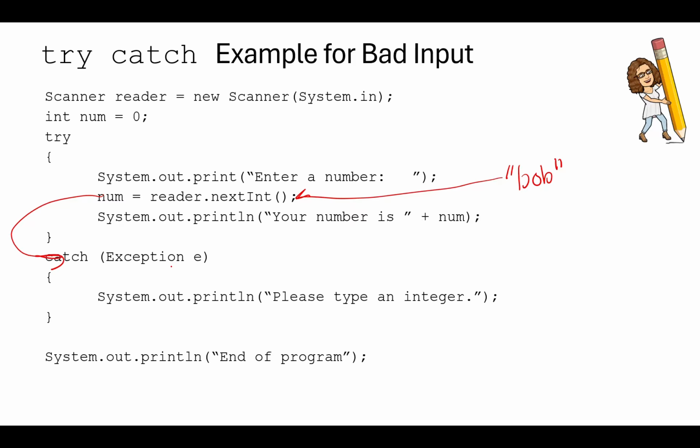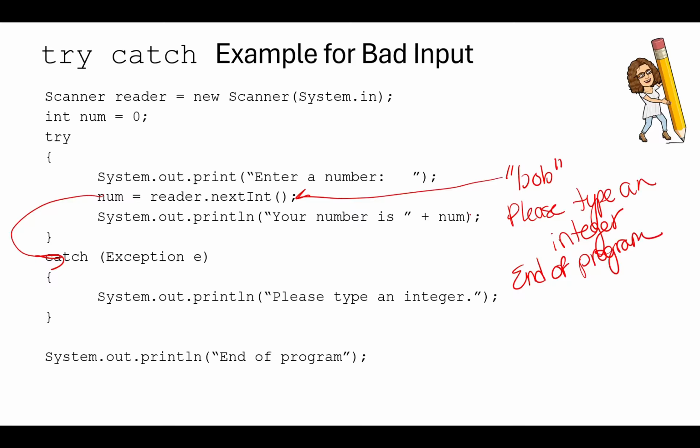It's going to catch that exception, and we're going to print, please type an integer. And then what's going to happen is we will end of program. So we will not ever print what the num is because you lost that ability after that try caused an error. We will not be able to get this value.